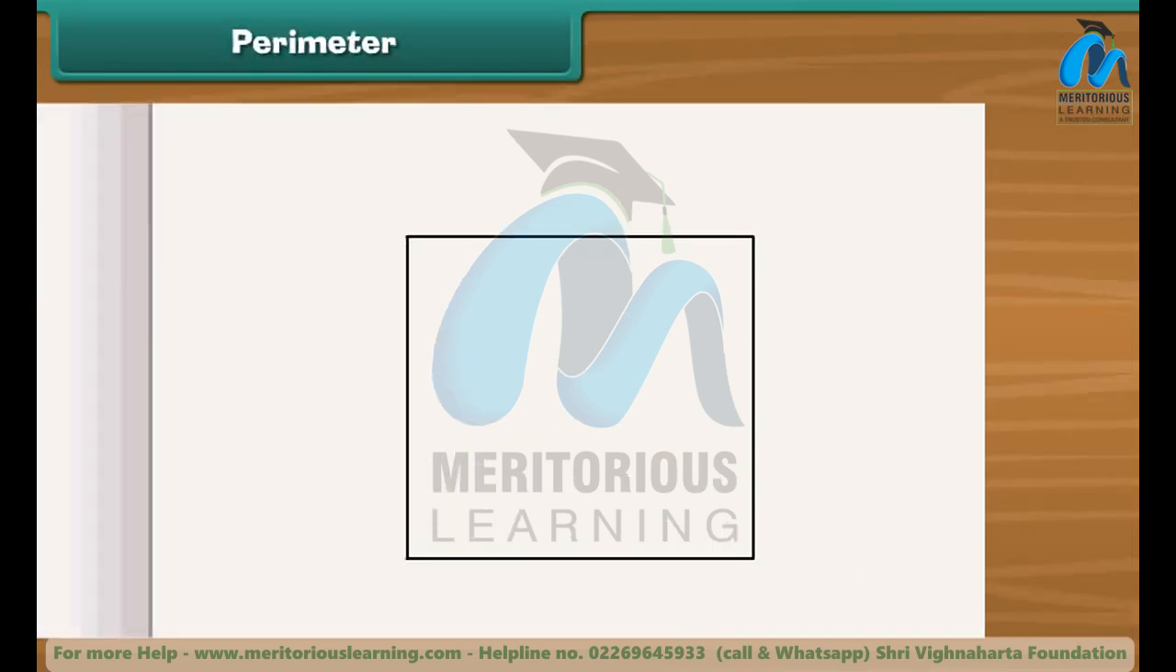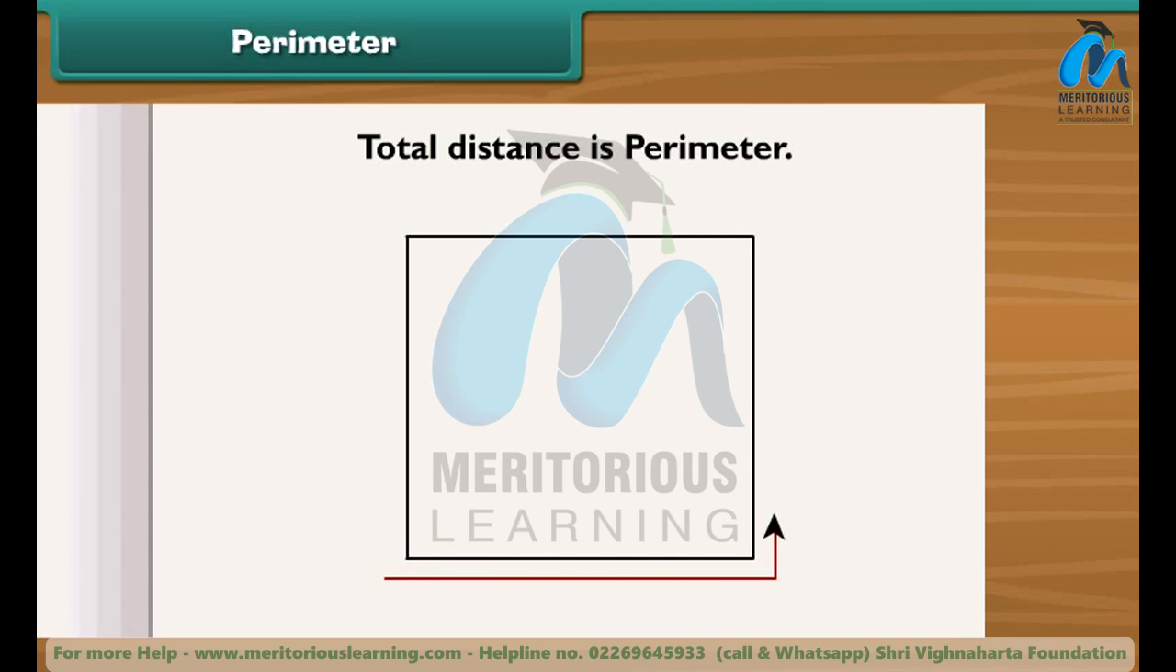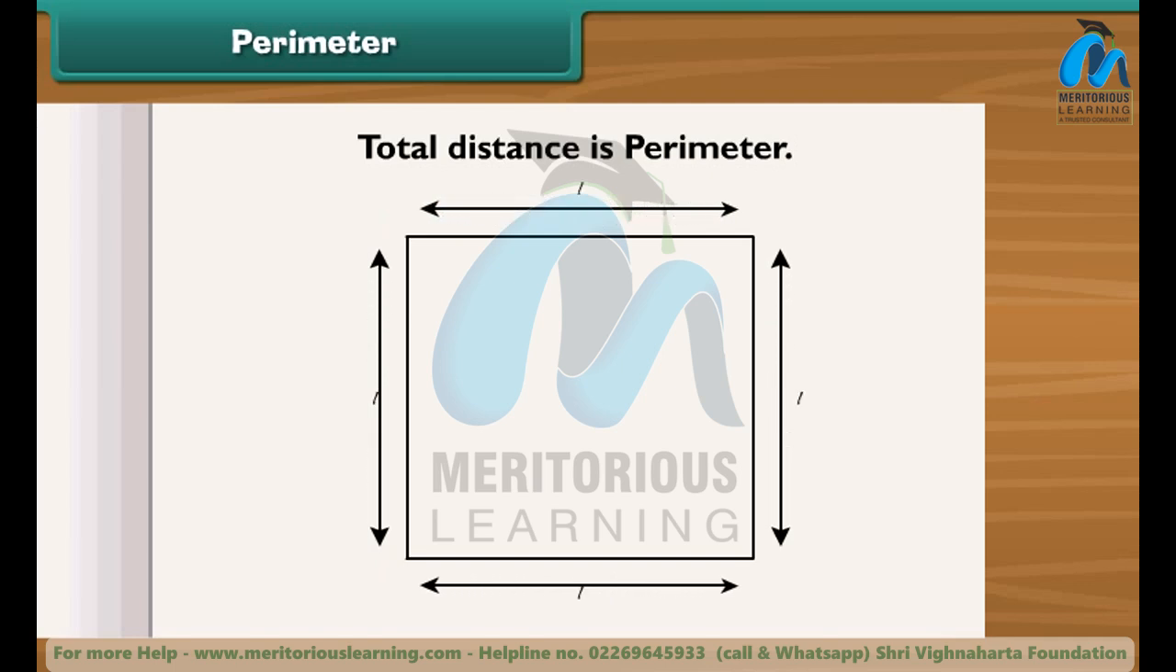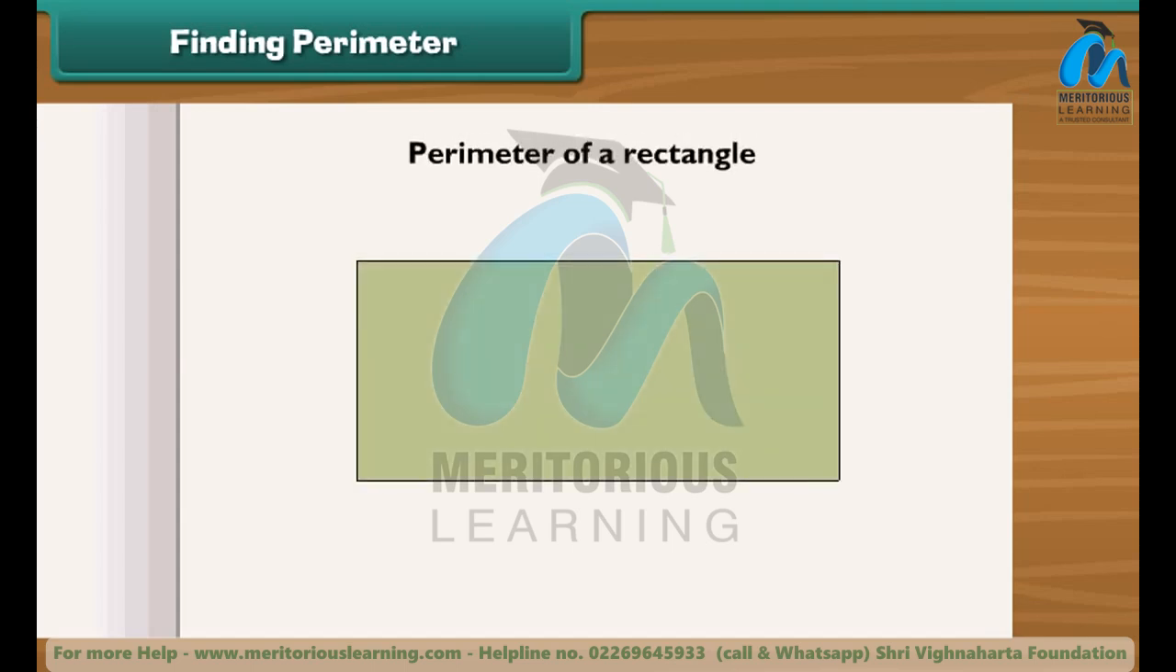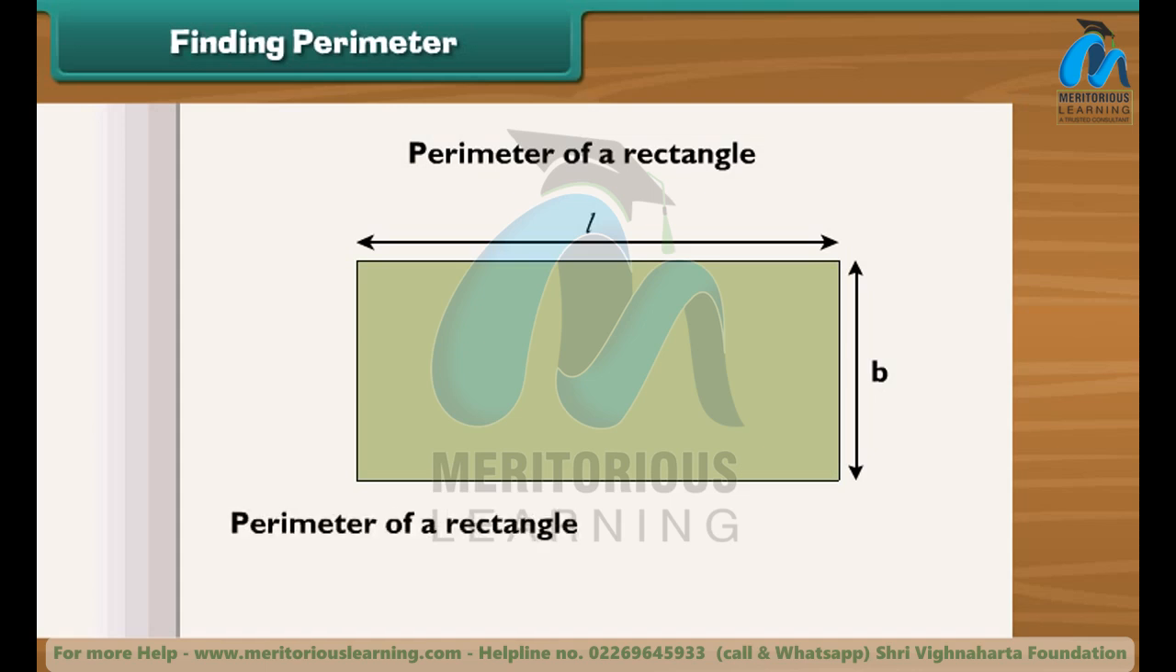Perimeter. The total distance around a two-dimensional figure is known as its perimeter. In other words, perimeter of a two-dimensional figure is the length of its boundary. Finding perimeter. Perimeter of a rectangle. If L is the length of a rectangle and B its breadth, the perimeter of the rectangle is equal to L plus B plus L plus B, which is equal to 2 into L plus 2 into B.